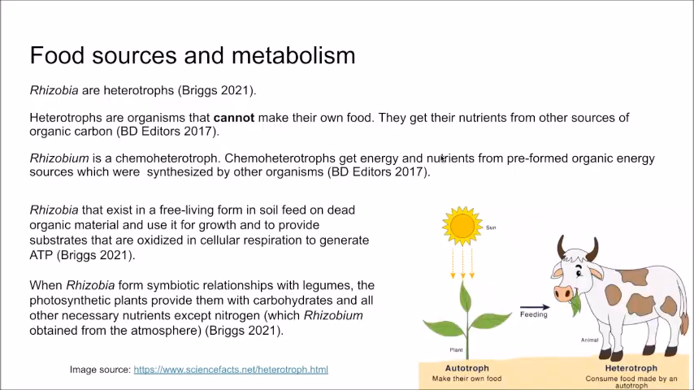Rhizobia are heterotrophs. Heterotrophs are organisms that cannot make their own food. Heterotrophs get their nutrients from other sources of organic carbon. Rhizobium is a chemoheterotroph, which means it gets energy and nutrients from preformed organic energy sources, which have been synthesized by other organisms. Rhizobia that exist in free-living forms in soil feed on dead organic material and use it for growth and to provide substrates that are oxidized in cellular respiration to generate ATP. When rhizobia form symbiotic relationships with legumes, the photosynthetic hosts provide them with carbohydrates and all the necessary nutrients except nitrogen, which rhizobium obtains from the atmosphere.